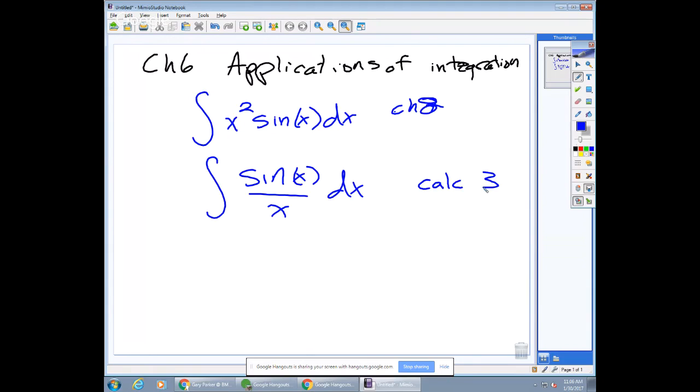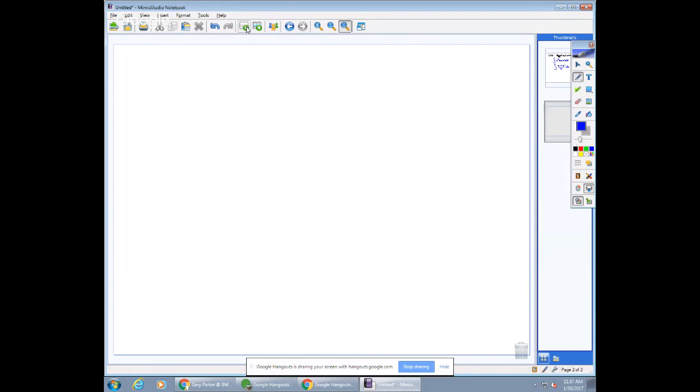Most of the applications are going to be physical, in that we're going to be looking at physical objects, or we're going to look at aspects of physics, like work and pressure, for example. So 6.1 is what we need to look at right now. Section 6.1 is about volumes in two different ways.